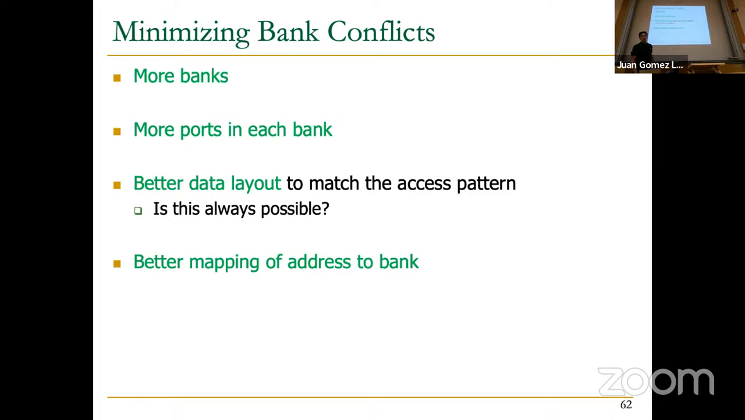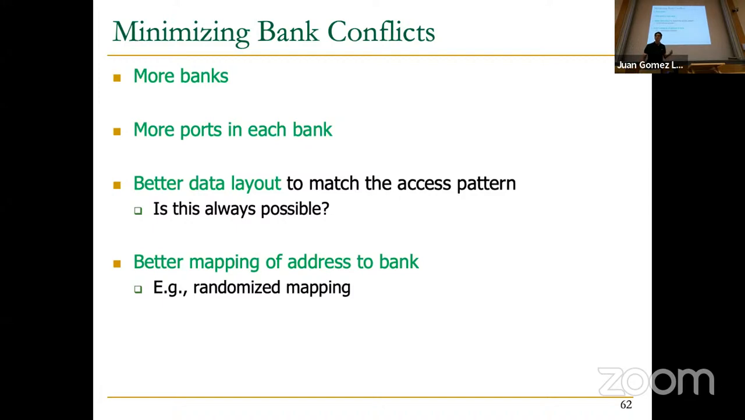Another possibility is to change the mapping of addresses to the banks. Right now, the only way I told you that we can map addresses to the banks is linearly, right? A0 goes to bank zero, A1 goes to bank one, and so on. One thing we could do is, based on each index, use this index as the input to a hash function, and this hash function will give me the bank that I have to access in memory. Creating a hash function is relatively easy if you use XOR operations and you use different bits of the index. And we will probably see more examples about this later. Actually, we will mention this again tomorrow.